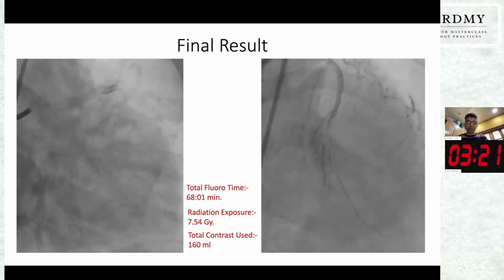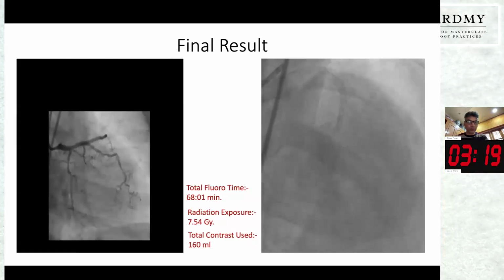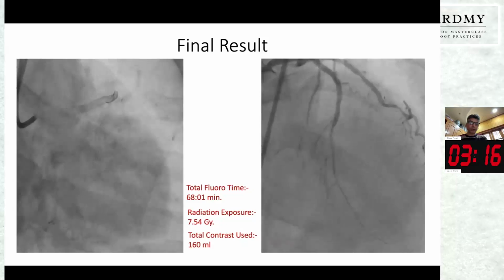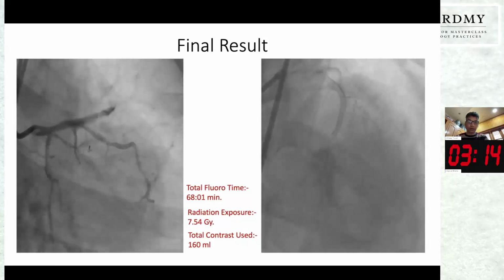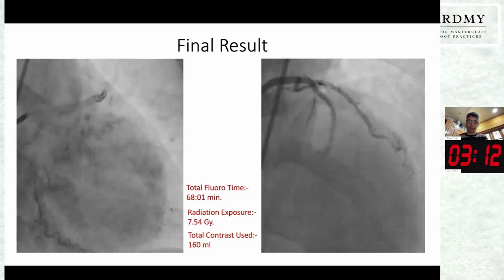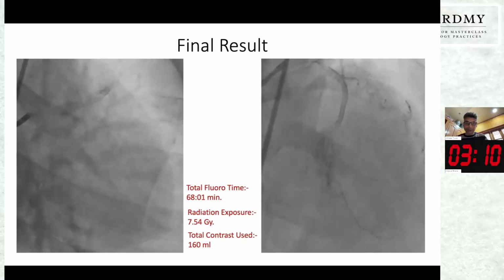Total fluoro time was 68 minutes. Radiation exposure was 7.5 Gray, and total contrast used was 160 ml. This was the final result. Thank you very much.